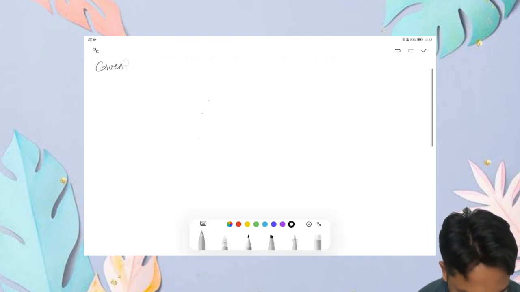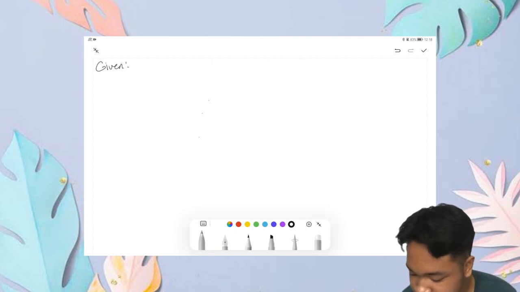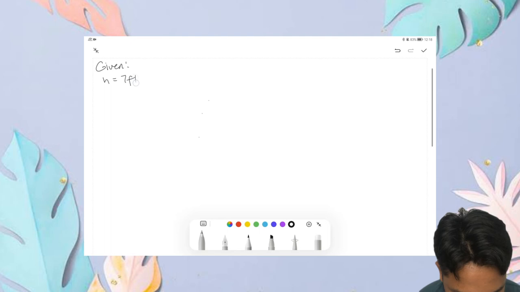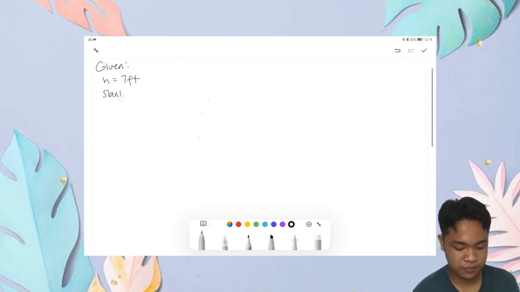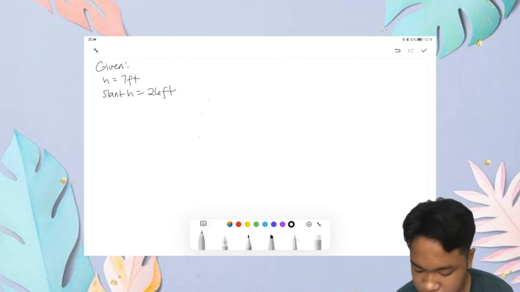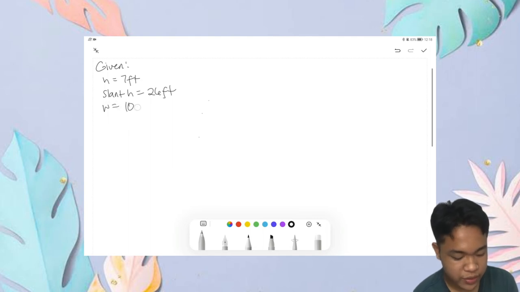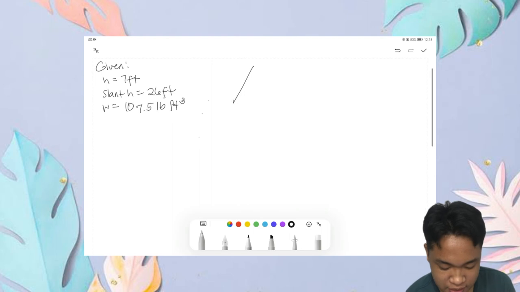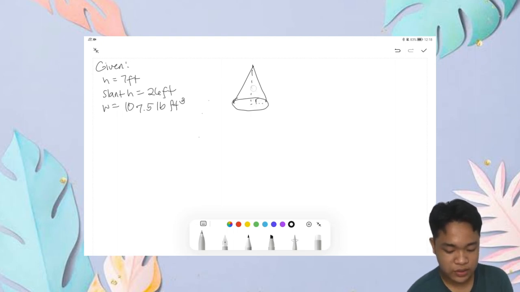So given. First, we have our height, which is 7 feet. Our slant height, which is 26 feet. And our weight, which is 107.5 pounds per cubic feet. So let's try to create a cone. So this is the radius, the altitude, which is 7 feet, and the slant height, which is 26 feet.